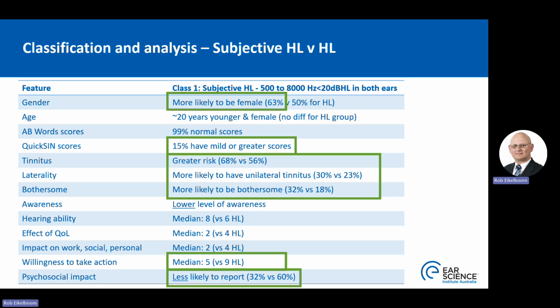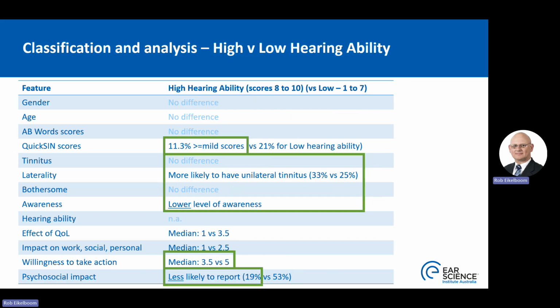And there was still 32% of those with subjective hearing loss who reported some impact on their mental well-being. Just looking then at that group with subjective hearing loss, the high versus the low hearing ability, there were still 11% with high hearing ability who had speech in noise scores which were not normal. They were also more likely to have unilateral tinnitus, but have lower awareness of it. They certainly weren't as motivated, but they were still motivated to a medium score of 3.5. And they were less likely than those with a low hearing ability to report psychosocial impacts, but there was still about 20% who did.